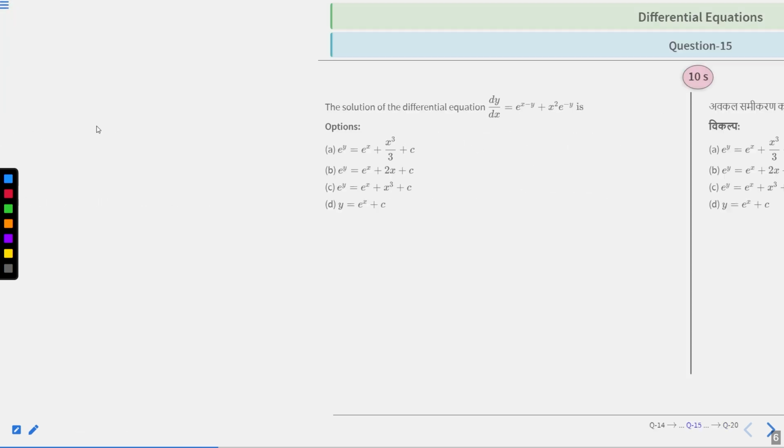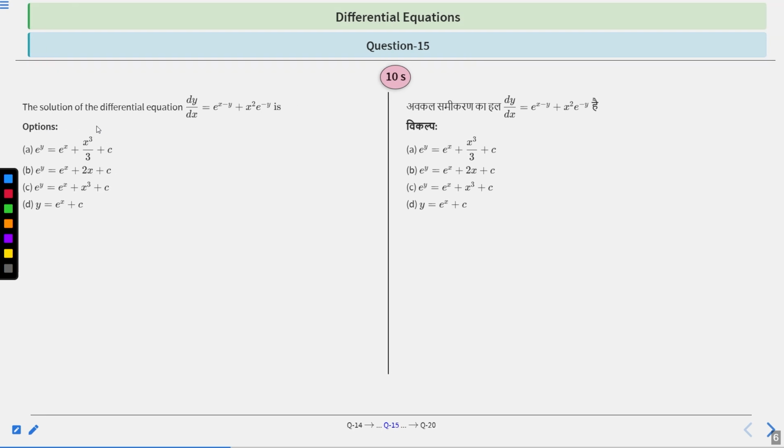Let's move to the next question, question number 15, which says that the solution of the differential equation dy by dx is equal to e to the power x minus y plus x square e to the power minus y is. Again, the hint of this question is we will try to arrange this differential equation in which y terms will be on one side and x terms will be on another side. Clear? So in this way, you can try to approach this question.